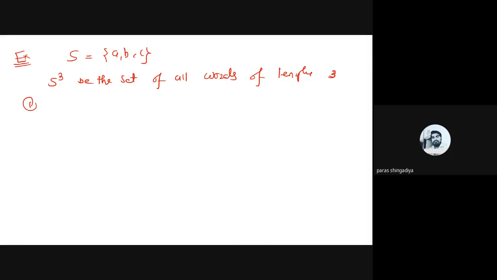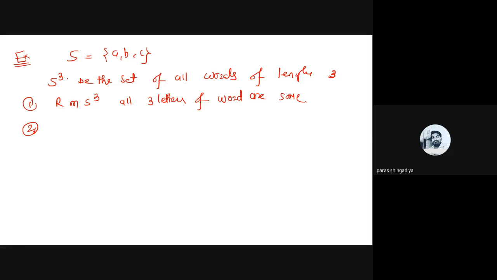And then we'll consider, in this first question, the relation R on S cube, defined as: all three letters of the word are the same. That is the condition of the first one.